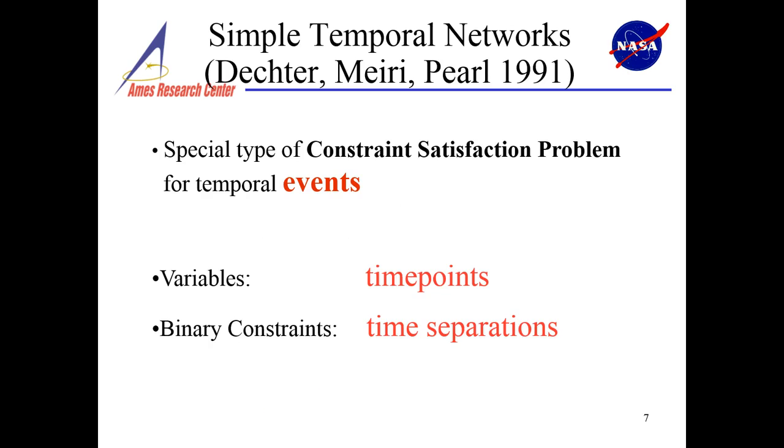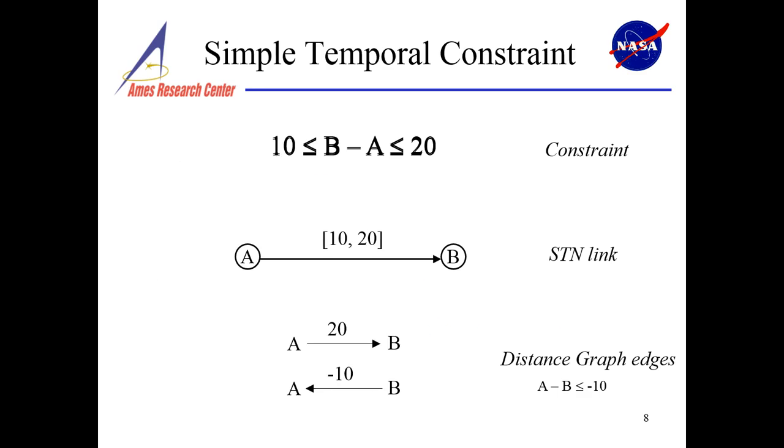So a simple temporal network involves variables which are time points, generally the start and end of activities, and binary constraints, which are the separation between those time points. The constraints are just simple inequalities on the separation between the time points. They have a graphical representation, and I've shown where they show the lower and upper bound. And there's an alternative representation where you essentially only show upper bounds. Notice that a lower bound can be represented as an upper bound by inverting the time points and negating the bound.